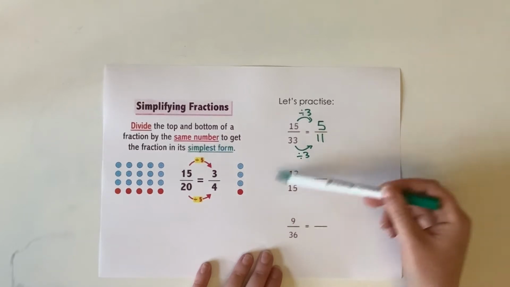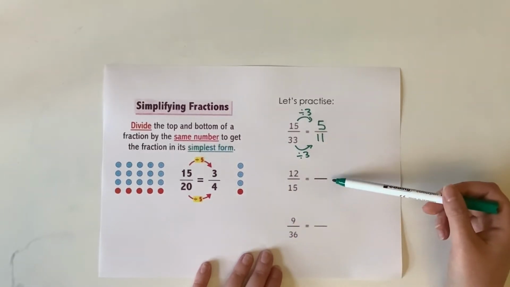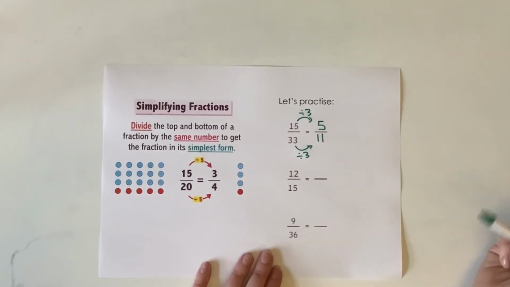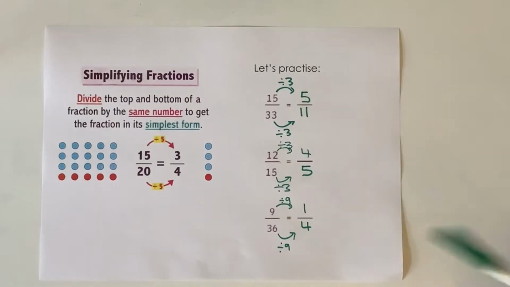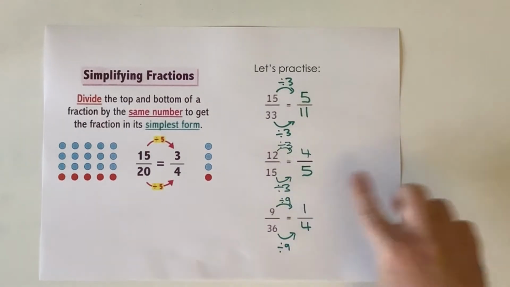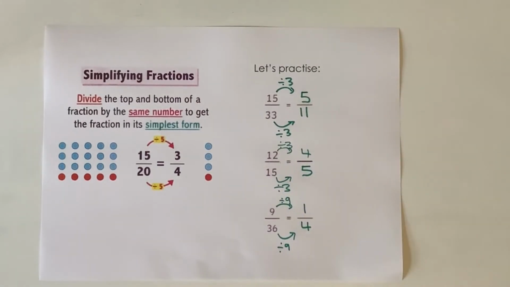Right, now pause the video and have a go at working out these two fractions to their simplest form. Off you go. Okay, and here are the answers. So 4/5 and 1/4. If you need to, pause the video and see what I divided them both by, but well done if you got that correct.